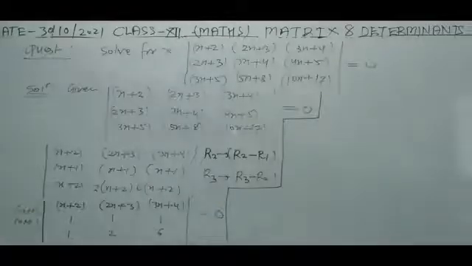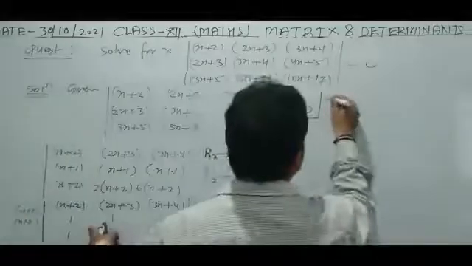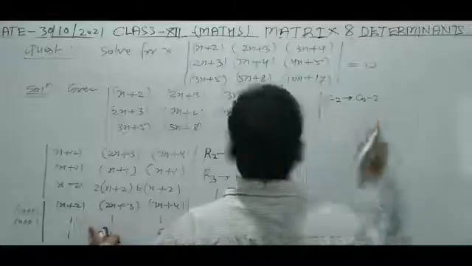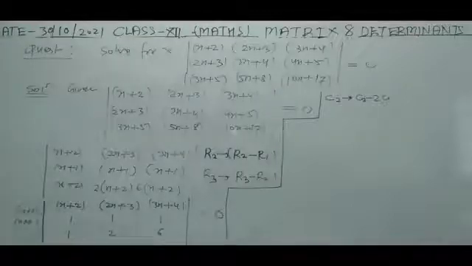How can we simplify? We have to simplify using C1 or C2 also. So for the C2 column, what can we write? C2 tends to C2 minus 2 times C1. Suppose we are going to solve C2 tends to C2 minus 2 times C1; the x term will cancel out and the result you will get is a number.